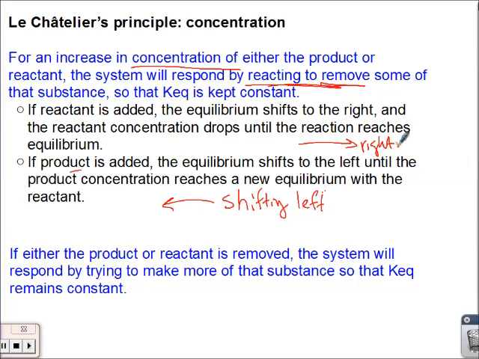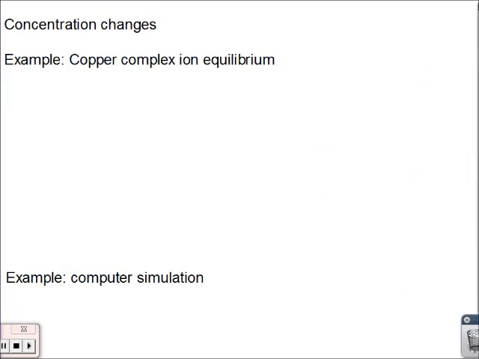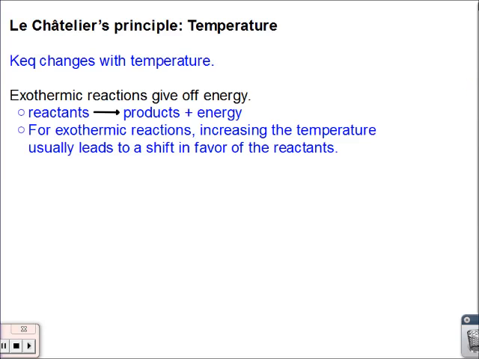I can also remove things. So if one of the products is a gas, I can start removing that gas, and I'll drive the reaction to completion, because as I remove it, I'm going to try to make more of it, because I want to have that KEQ. I want KEQ to be constant. And we'll go over some examples and demonstrations in class.